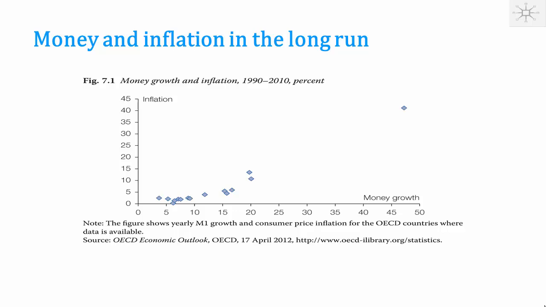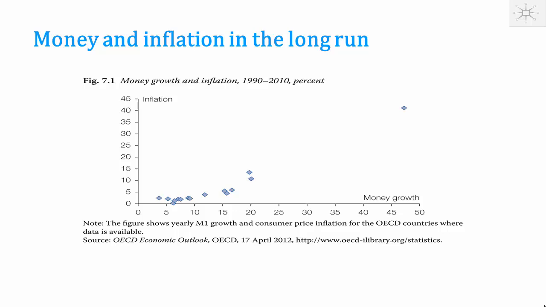Well, this figure here shows on the horizontal axis money growth and on the vertical axis inflation. And this is a number of OECD countries from 1990 to 2010. And you see immediately that there is a clear positive correlation. Countries with high money growth, they also have very high inflation. So Friedman seems to be right.